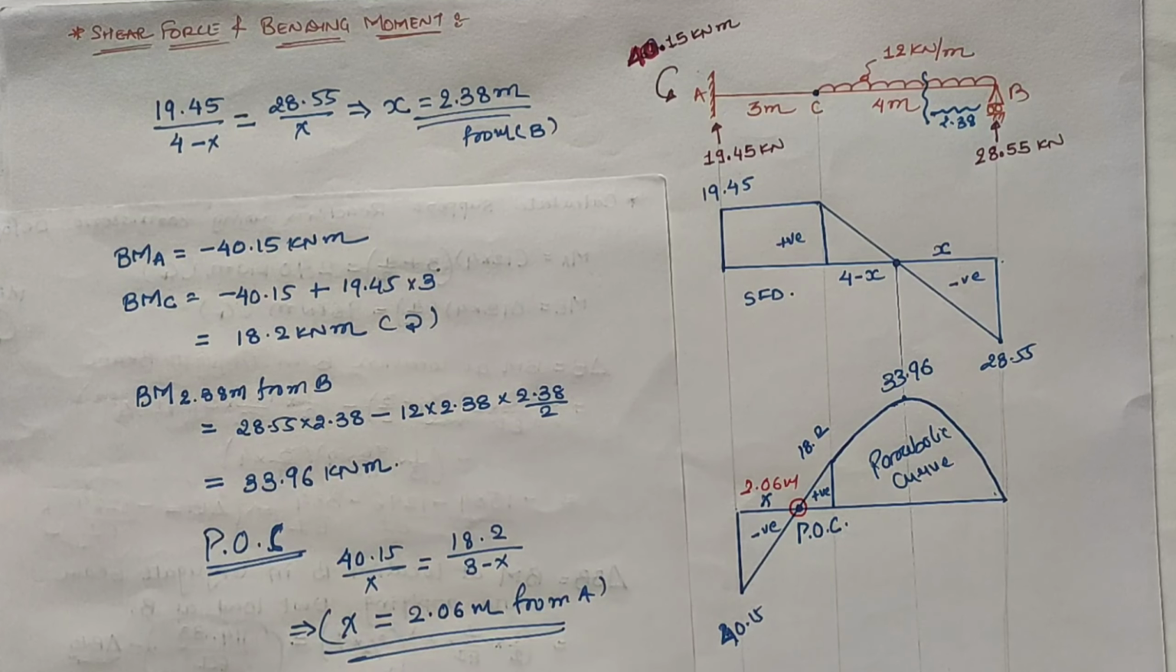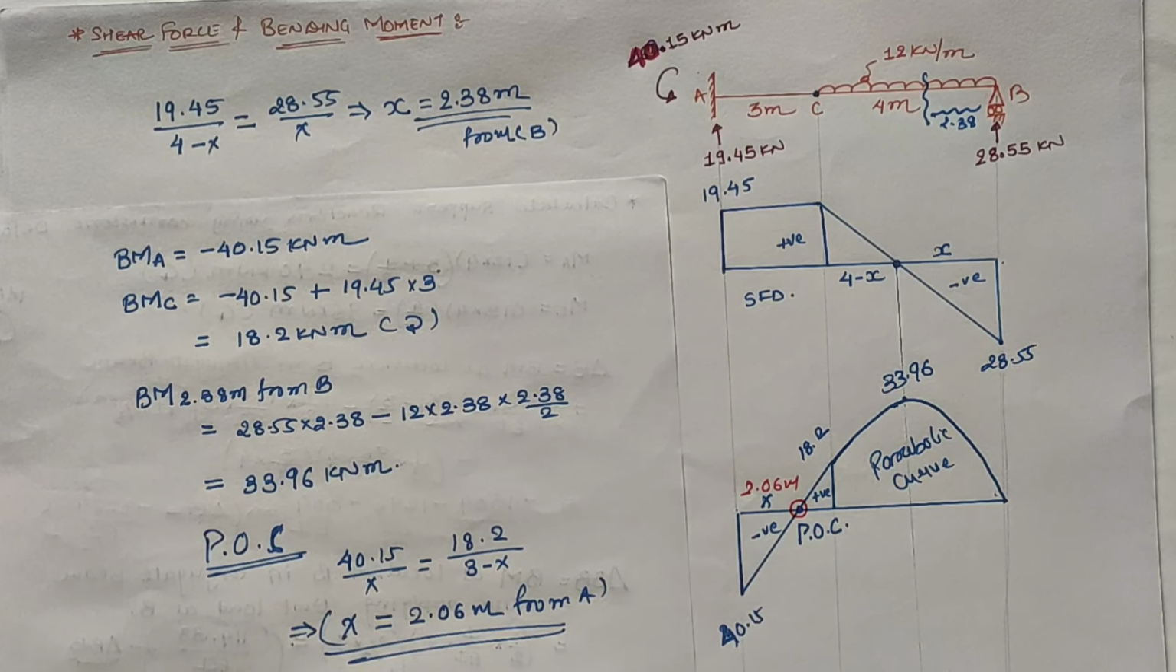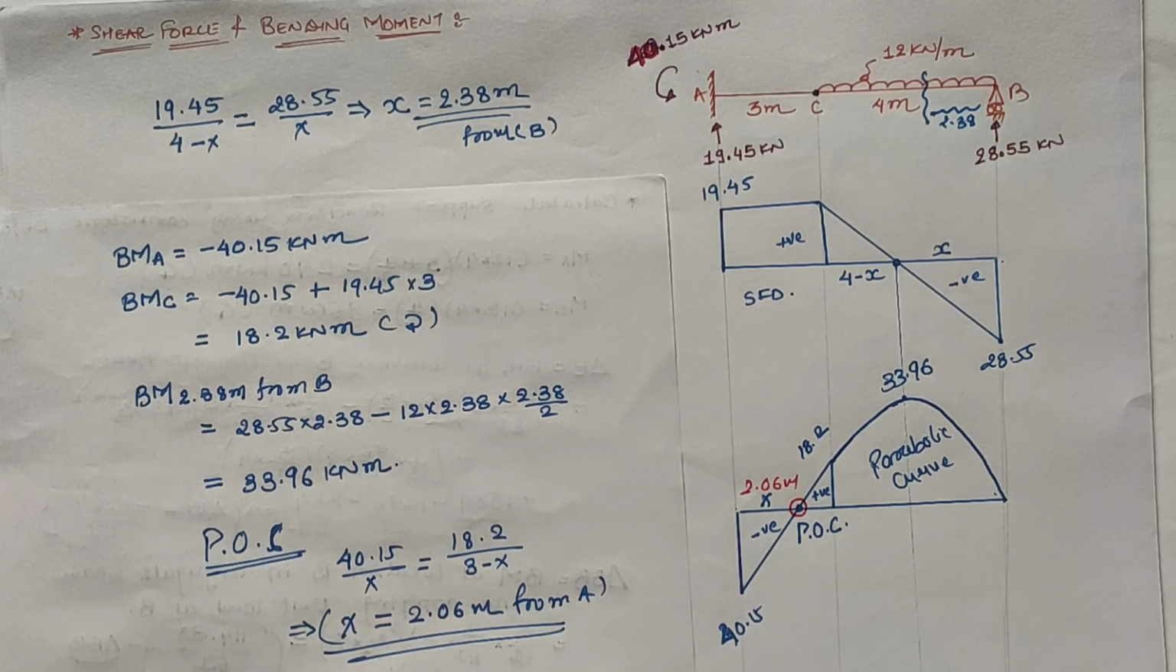So, thus we can solve the shear force and bending moment diagram for a propped cantilever beam by assuming RB as a redundant by the consistent deformation method.